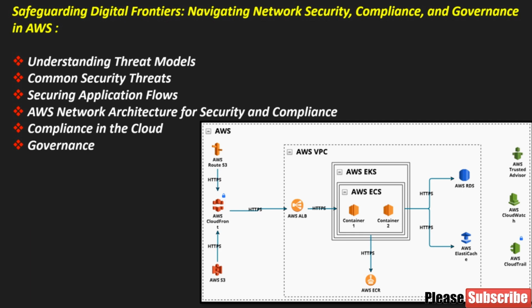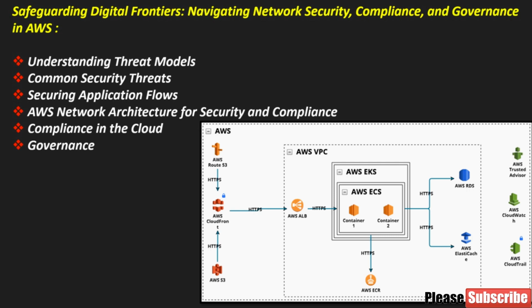Next, governance. Effective governance is the linchpin that holds together a secure and compliant network architecture. This part explains governance practices within AWS, including the use of AWS Config for tracking changes, AWS CloudTrail for logging and monitoring, and AWS Organizations for managing multiple AWS accounts. By implementing robust governance strategies, organizations can maintain control and visibility across their AWS architecture.